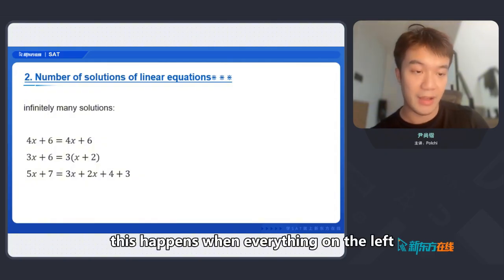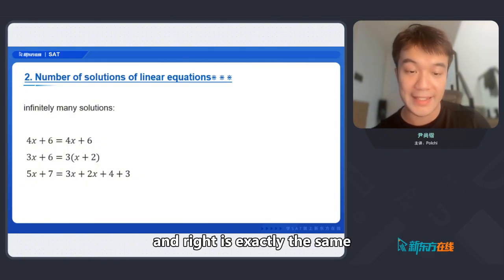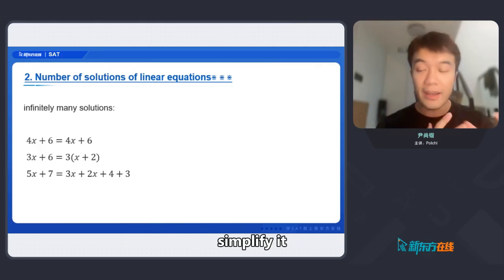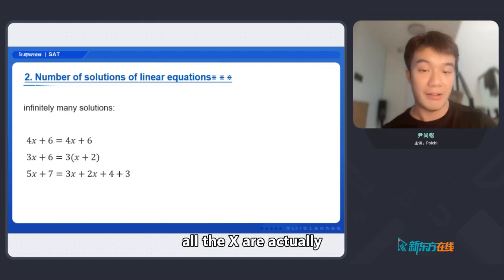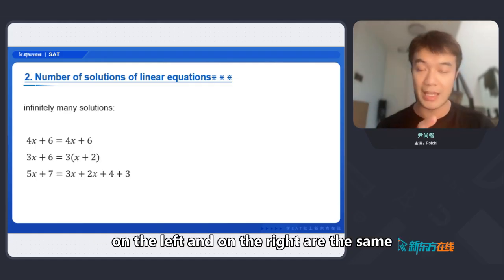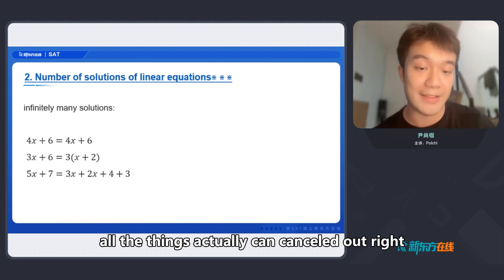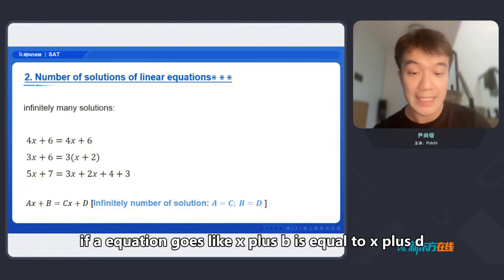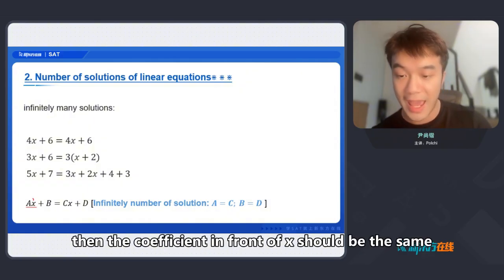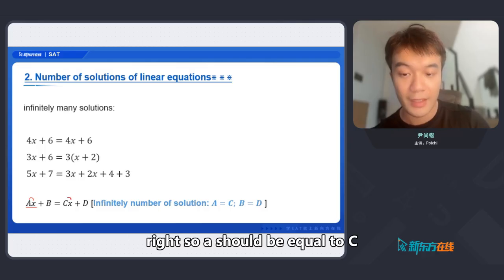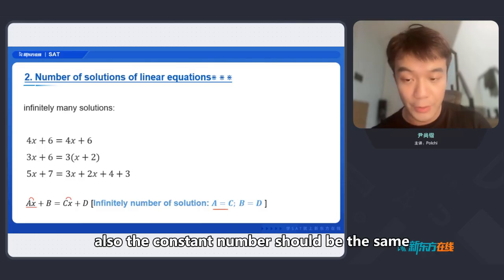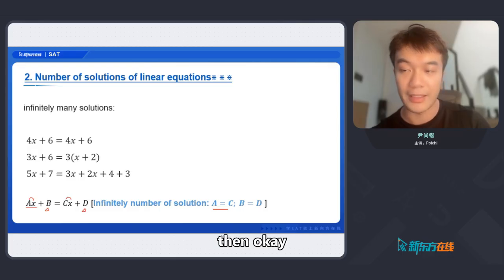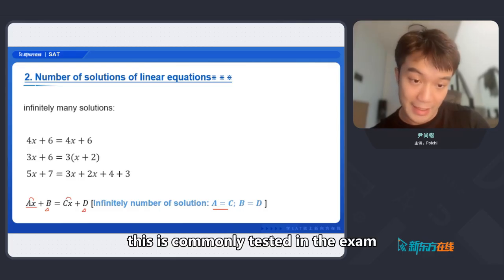And the second situation is infinitely many solutions. This happens when everything on the left and right is exactly the same. Sometimes it looks like it's not the same, but if you simplify it or rearrange the equation, you will figure it out. All the x terms on the left and on the right are the same, or you can say all the things can cancel out, right? So if the equation goes like ax plus b is equal to cx plus d, then the coefficient in front of x should be the same, right? So a should be equal to c. Also, the constant should be the same, so b is equal to d. Okay, this is commonly tested in the exam.